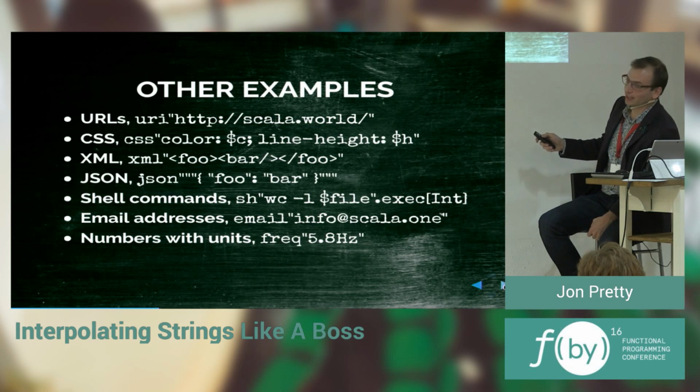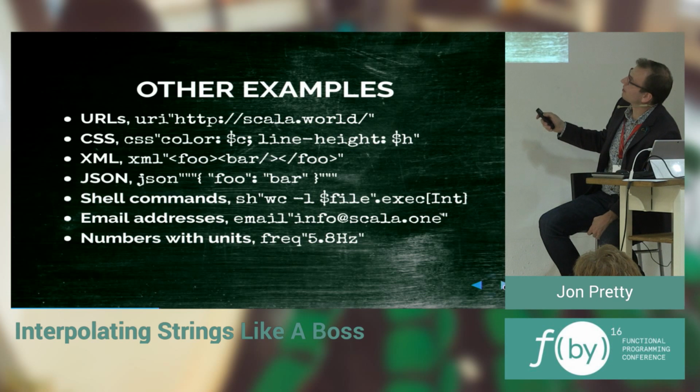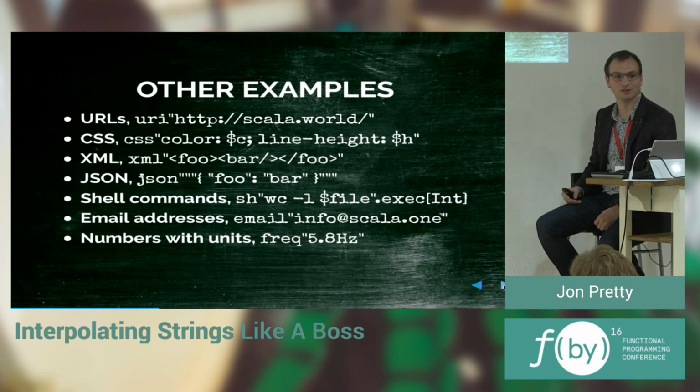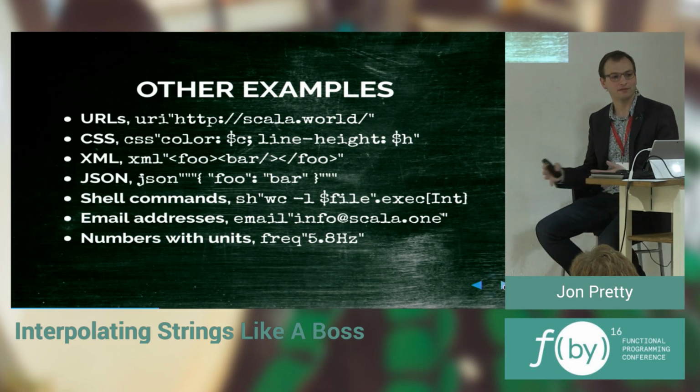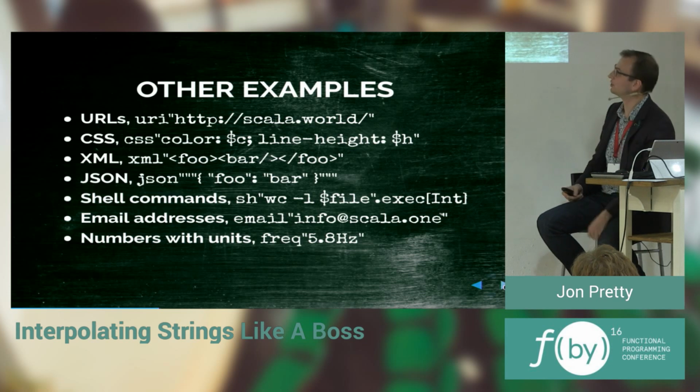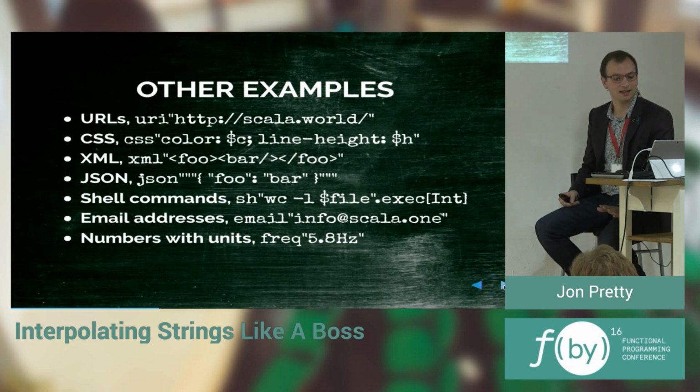We can implement a CSS interpolator that checks that this is a valid CSS property, and that we have semicolons in the right place, and that the types here are appropriate for those particular values. We can do XML. We can check that this closing foo here matches the name of this one here. Otherwise, we can say it's not valid. If they fail, we get an error message at compile time.